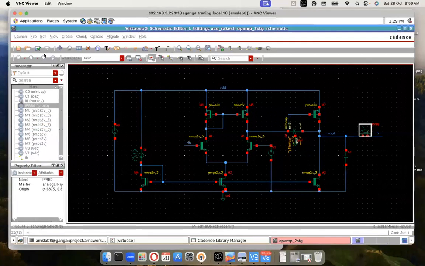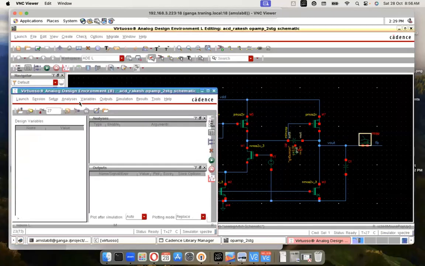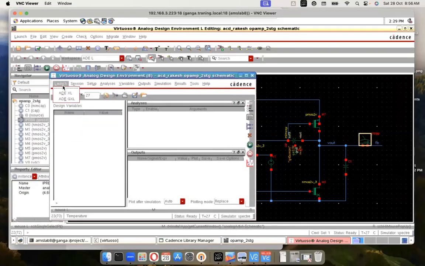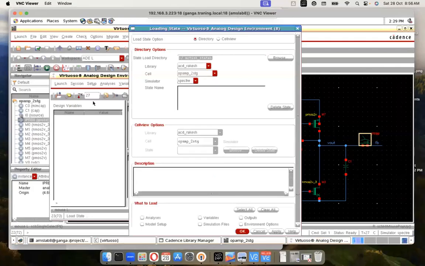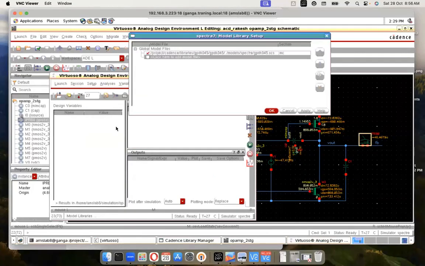Okay, check and save. Go to launch. Probably I do have ADL. Let's see. No, I don't have any. I was thinking if I have some older states, no problem. Let's go back and set up model libraries. GPDK45. By default, it is selecting MC. Let's just select TT.